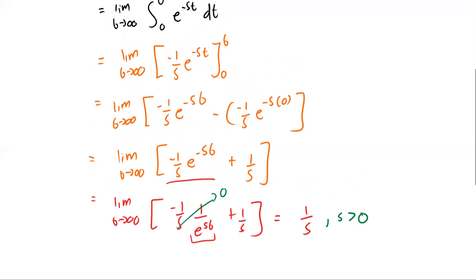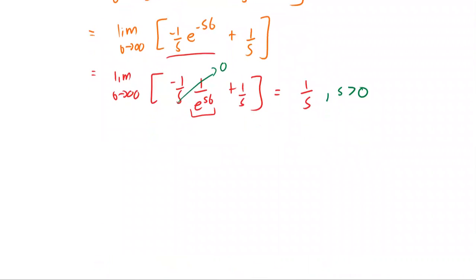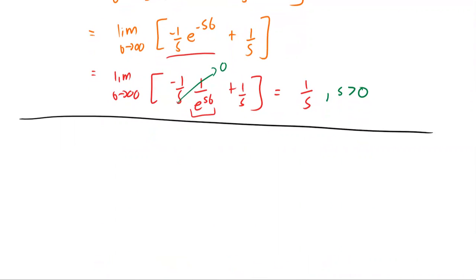Okay, so this is one example. Let's do a more complicated one. Let's do L of t, the Laplace transform of t. This is part B. Laplace transform of t. Again, by definition, this is the integral from 0 to infinity of e to the negative st times f of t, dt.